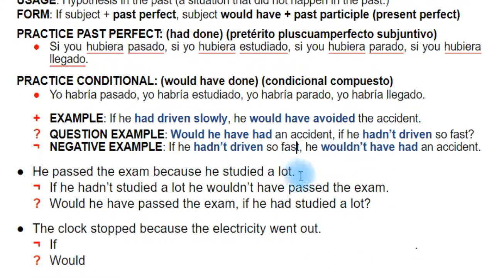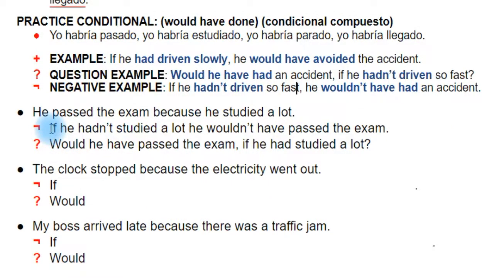Okay, so now we're going to do the examples, okay? The first one, it's already done, so I'll do it with you. He passed the exam because he studied a lot. Now, remember that when we have a situation which is positive, then the questioning of the hypothesis in the past should be the opposite, negative, and vice versa. If the situation, the supposition is negative, then the hypothesis in the past should be positive, okay? Which is important. He passed the exam because he studied a lot.